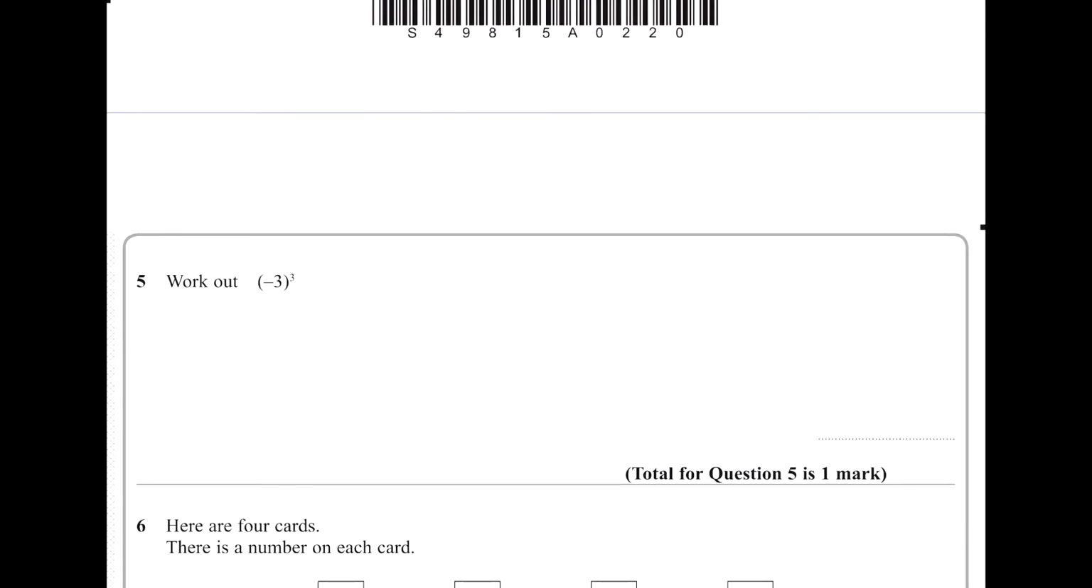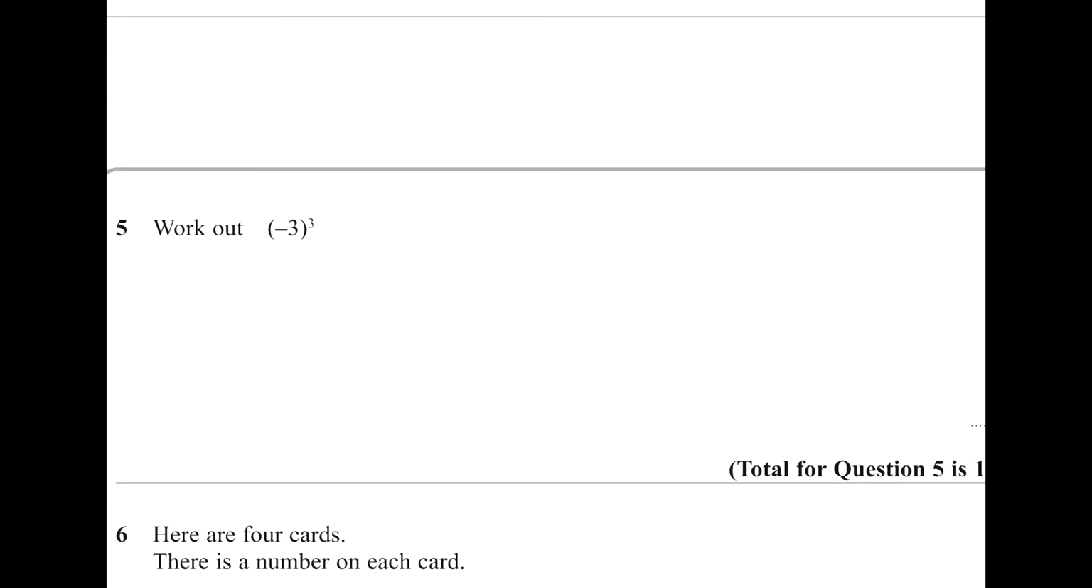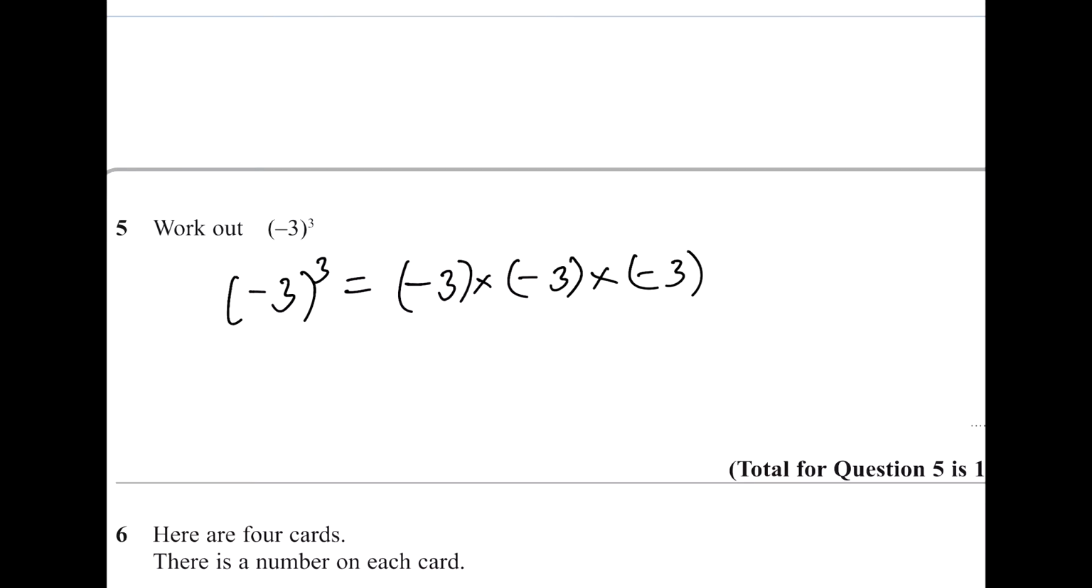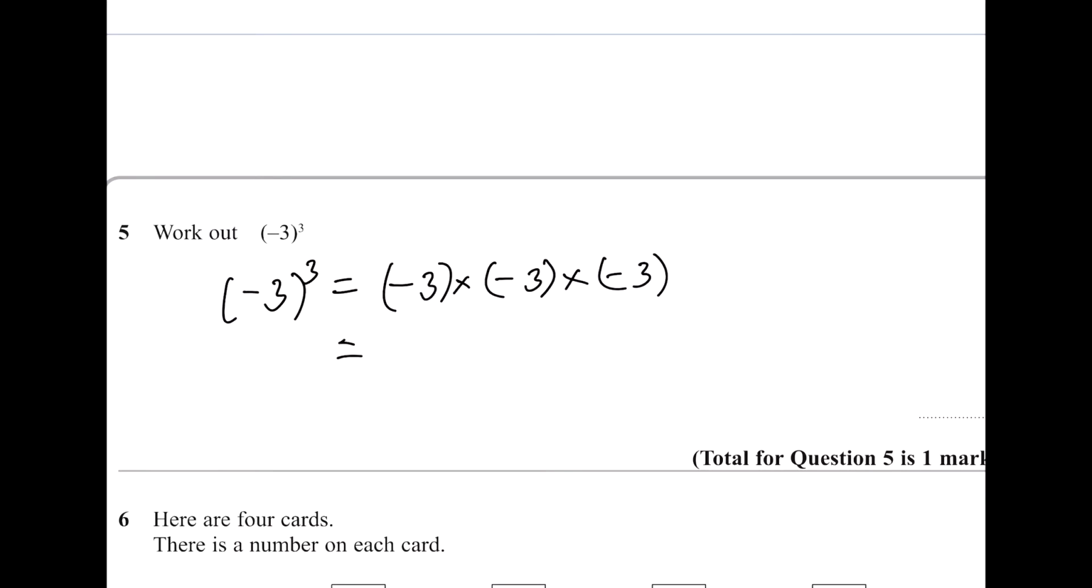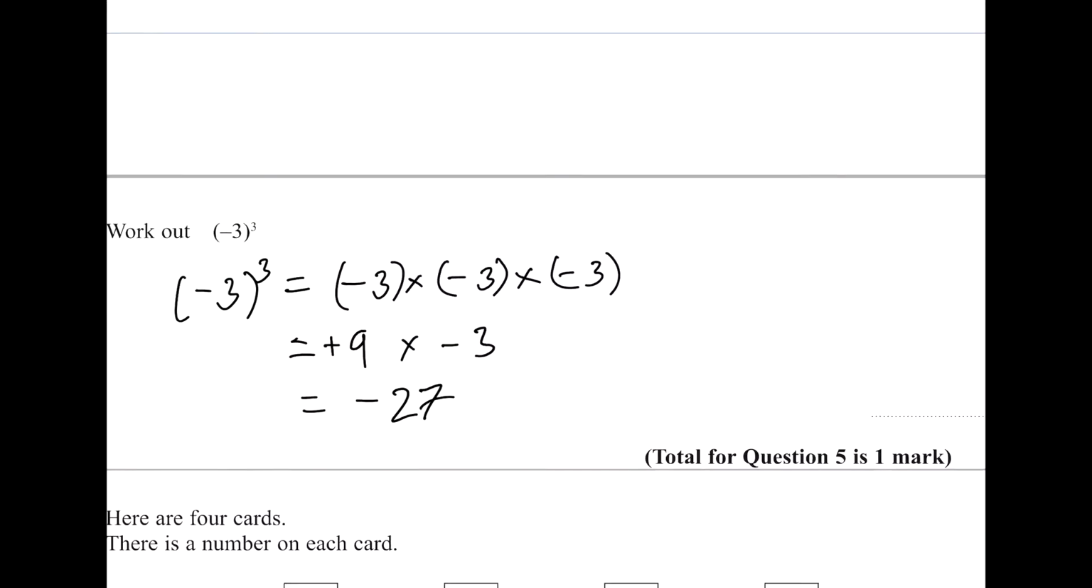Okay. We have to work out now minus 3 to the power of 3. What that basically means is you get minus 3, you multiply it by another minus 3, and you multiply that by another minus 3, making sure you're careful when you do it. And so if we do that, minus 3 times minus 3 is 9, and then times another minus 3 gives us minus 27.